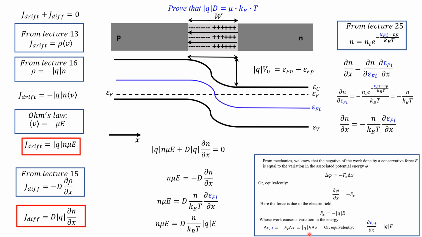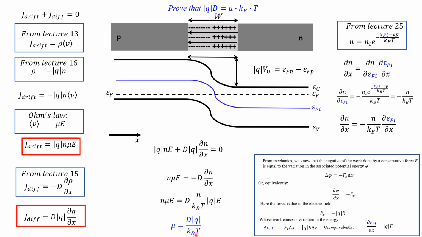And of course, we can recast this expression in terms of the derivative of the intrinsic Fermi level with respect to space, and we get this identity here, and we can use then this relation here, and we get this expression now where the electric field appears on both sides. Then we can just simplify this relation. The n here can be cancelled, and the electric field can be cancelled. Then we have that the mobility is given by the diffusion coefficient times the fundamental charge divided by kBT, which is exactly what we set out to prove.